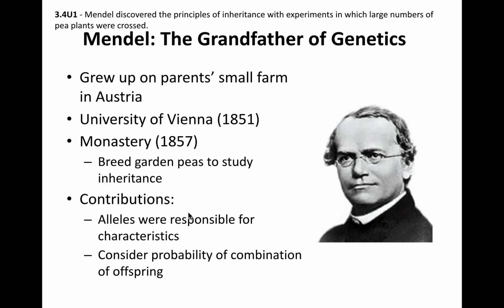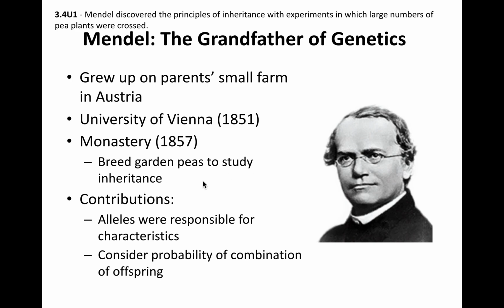So a little history about Mendel is that he grew up on a small farm in Austria. He went to the University of Vienna, so we're in the mid-1800s here. He lived in the monastery. He was a monk from 1857. He bred garden peas to study inheritance.